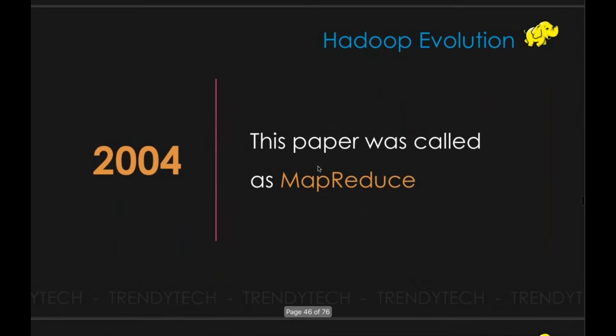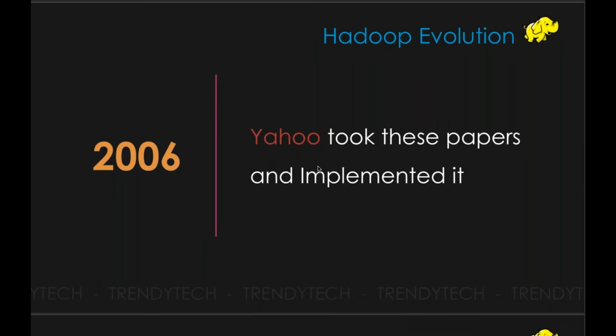Now these are just papers. Papers are good to some extent, but someone should implement them, and that's where Yahoo came to help. In the year 2006, Yahoo took these two papers given by Google. Google gave the papers in 2003 and 2004. The papers were GFS, for distributed storage, and MapReduce, for distributed processing. But those were just theoretical concepts. Yahoo took these papers and gave implementations, or built software on top of them.